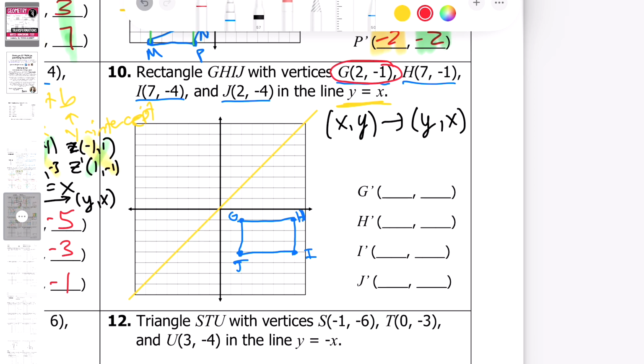So if I know that that's the rule, I can just take that. So if I look at this G, I'll just underline it. So G, it's going to go -1, 2. I'm just going to flip them around. H, it's going to go -1, 7. I is going to go -4, 7. And J is going to go -4, 2.